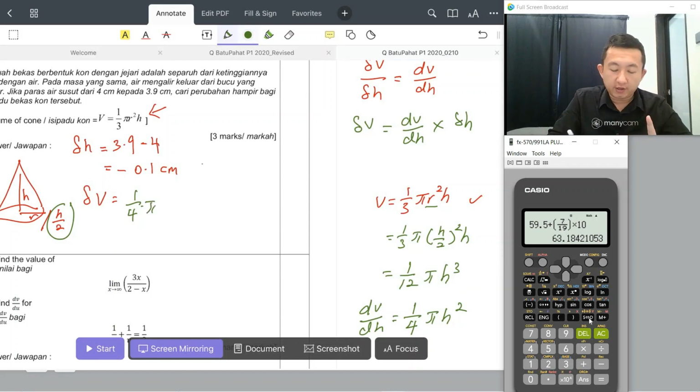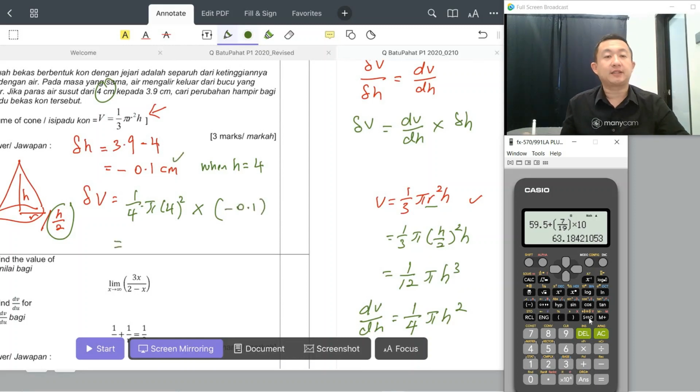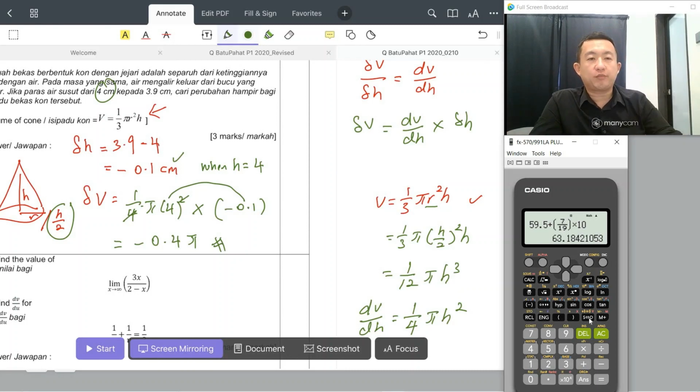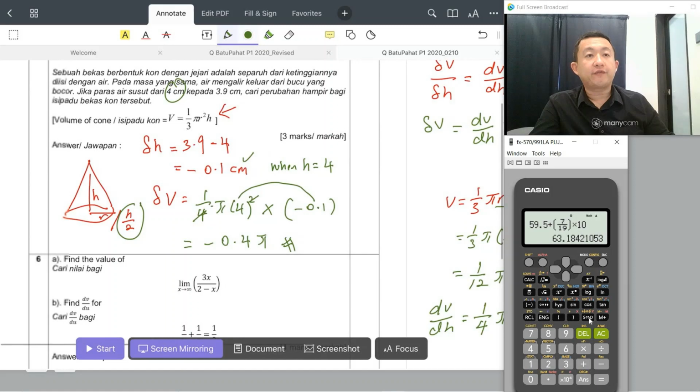h is what? When h is equal to 4 cm, initially, right? So you put 4 squared, multiplied by change in height, which is negative 0.1. Okay, just get this in the calculator, or you can simplify it here. So 4 and 4, you have 4 left. 4 multiplied by negative 0.1, so you have negative 0.4 pi. Okay? Negative 0.4 pi. Or you can give it in decimal if you want. Without the pi also can. So negative 0.4 pi. That is number 5.